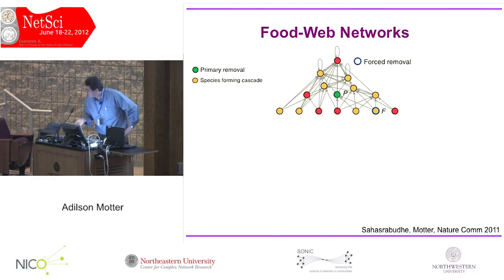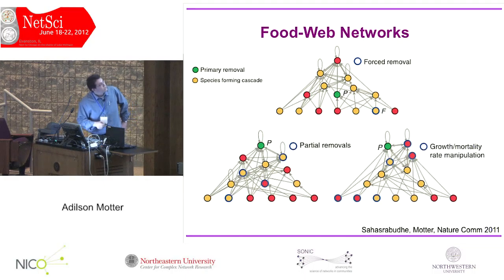Of course, these are just toy examples. In practice, you would not think about removing a species. There are other smarter things that you can do. You can consider partial removals, or you could consider the reduction of growth rate in the case of primary producers, or the increase of mortality rate in the case of other species. In these examples here, all the secondary extinctions would be prevented by doing so.